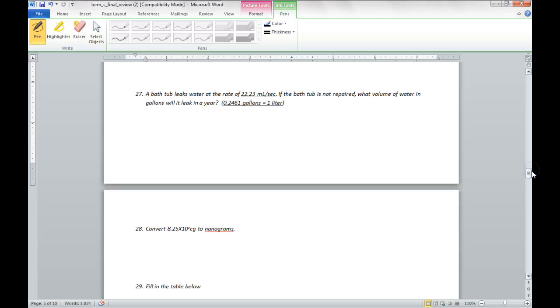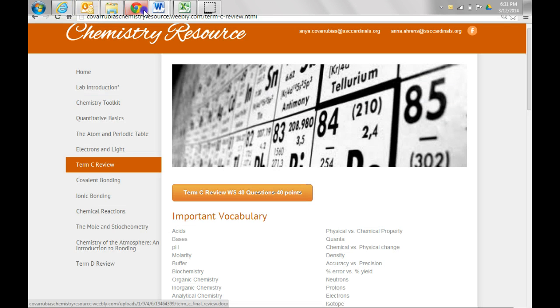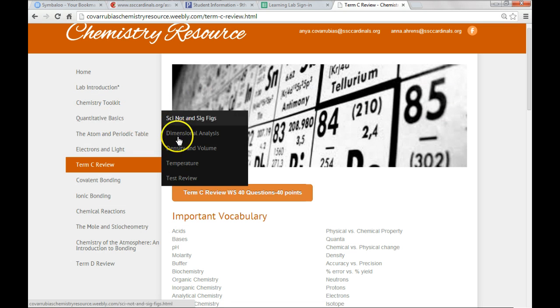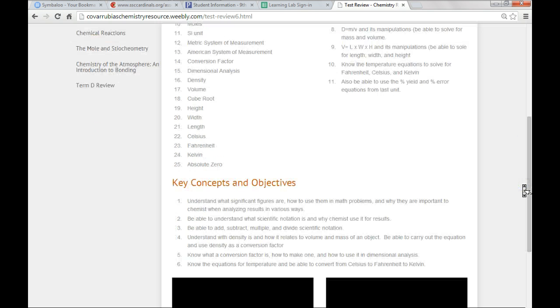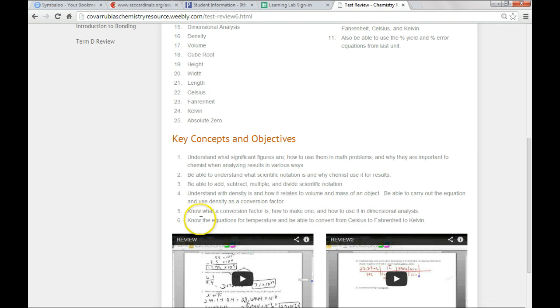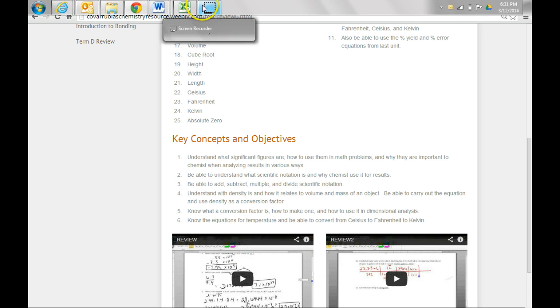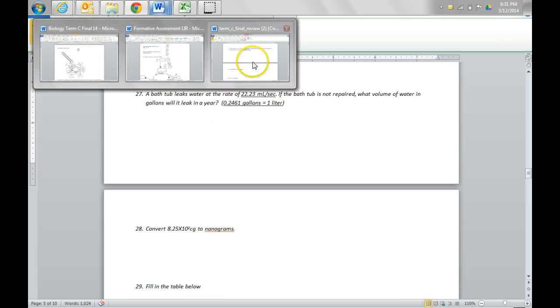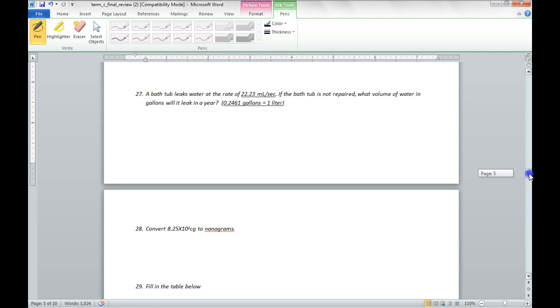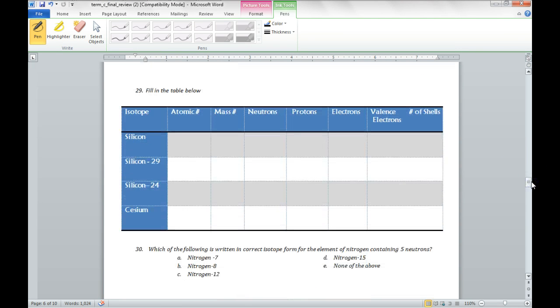If you're having problems with the dimensional analysis, you can go to the website, go to the quantitative basics and go to the test review here. And I literally do all of those problems, pretty much all the same problems. If you scroll down, I do all of these problems down here on the review. So they are all done there as well. So if you really are struggling with that, go to that website and look at those problems because they're all done there for you.